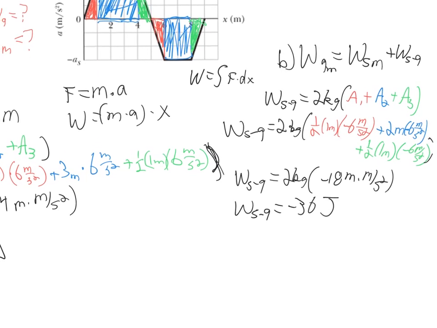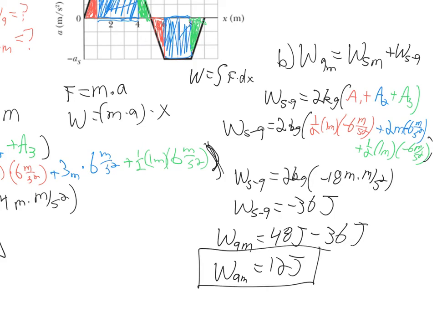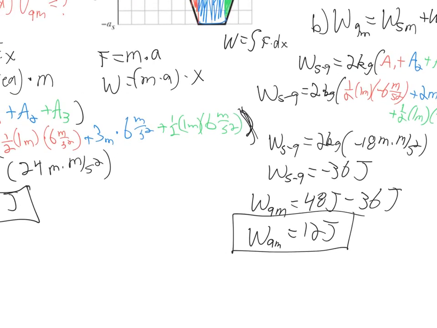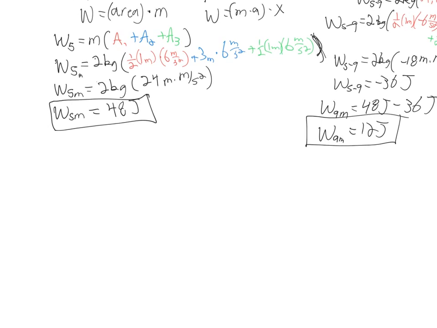And so if we want to find our total work done during the first 9 meters of this force being applied, that's going to be equal to the 48 joules from the first 5 meters minus the 36 joules from meters 5 to 9. And so the total work done in those first 9 meters should come out to be equal to 12 joules of work. Oh boy, box worthy, right? Sweet. So we now have our answers to parts A and B.